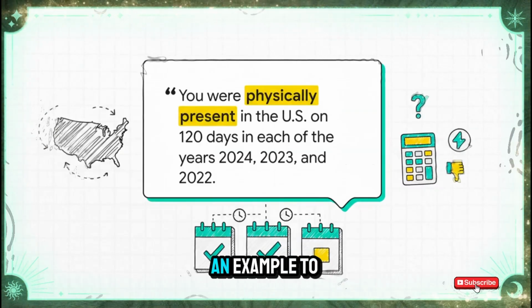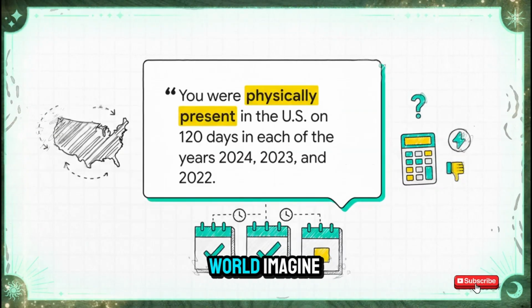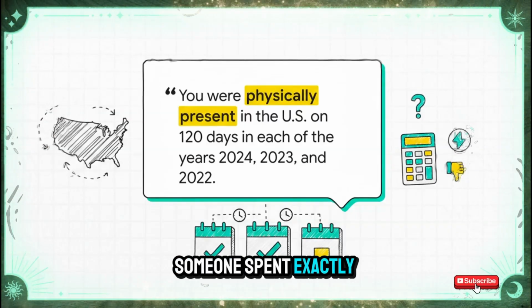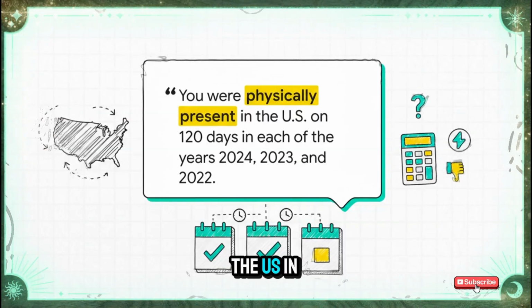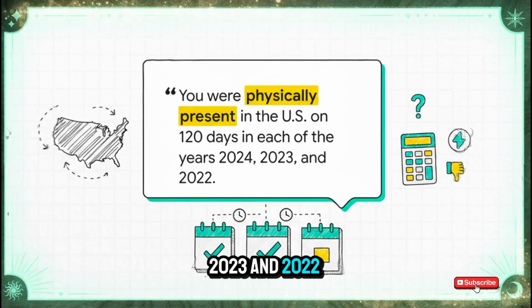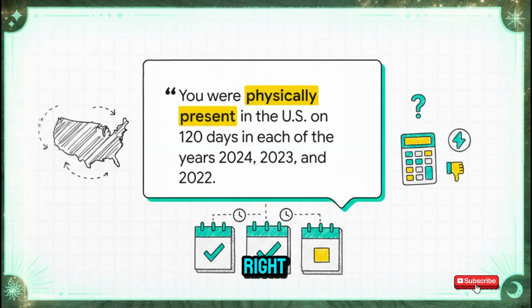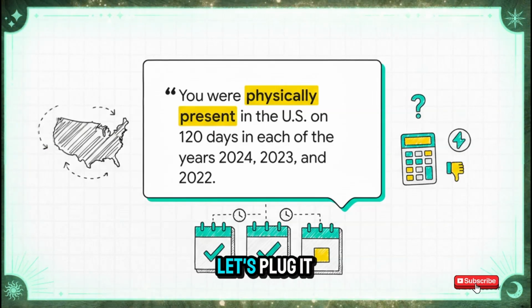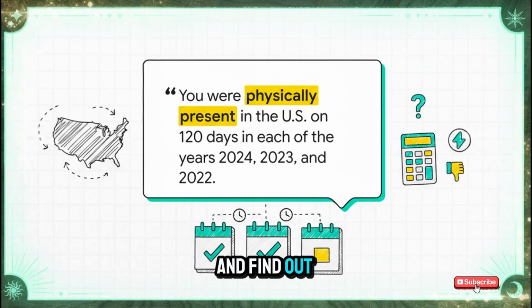Okay, let's run an example to see how this works in the real world. Imagine someone spent exactly 120 days in the US in 2024, 2023, and 2022. Seems like a lot of time, right? But are they a resident? Let's plug it into the calculator and find out.